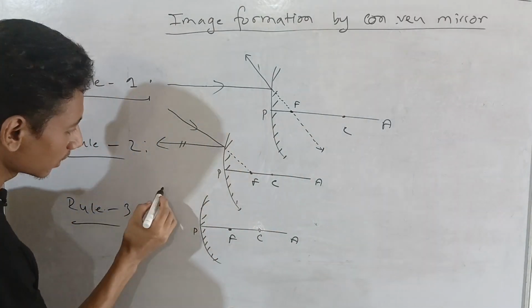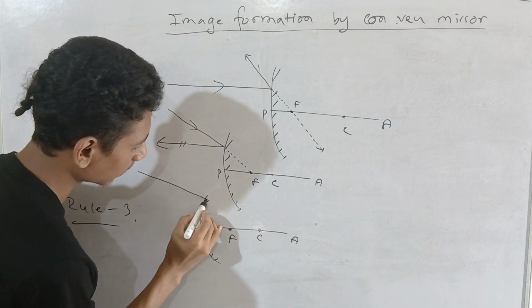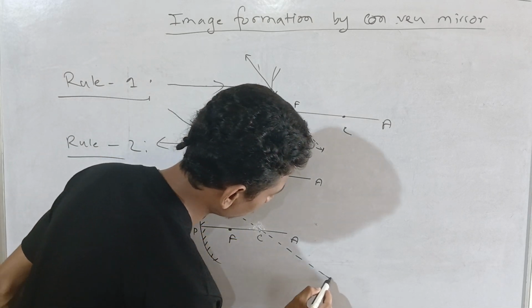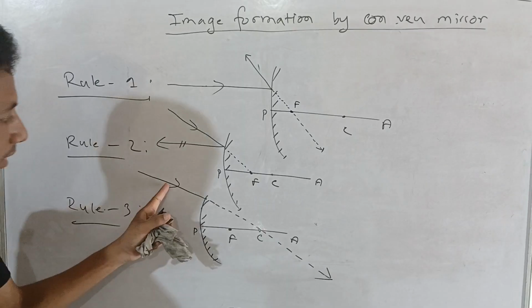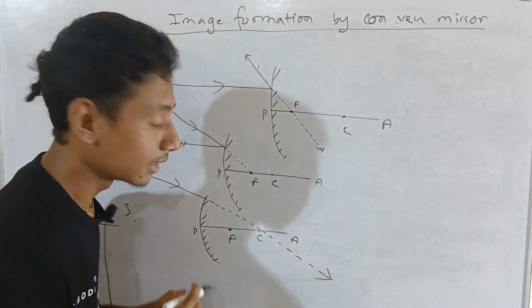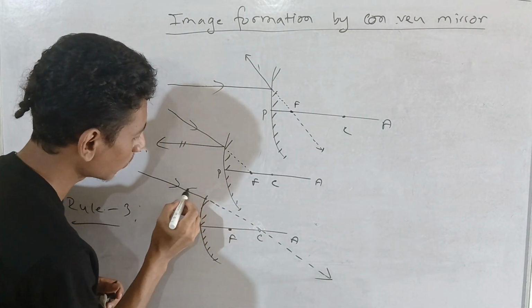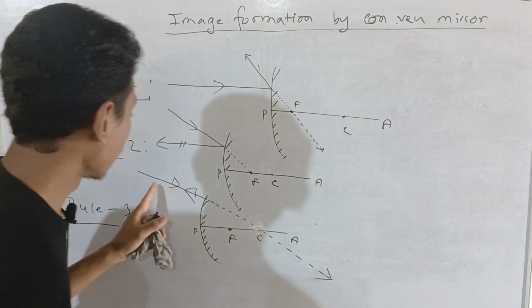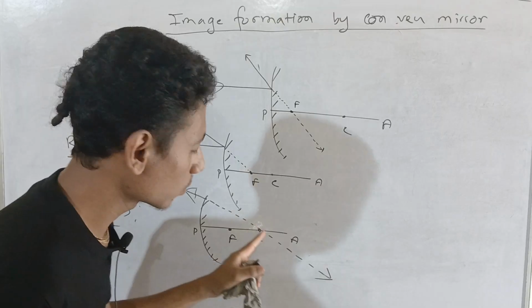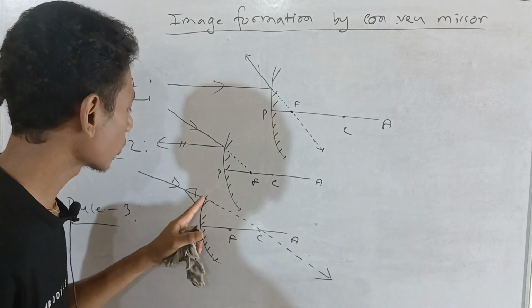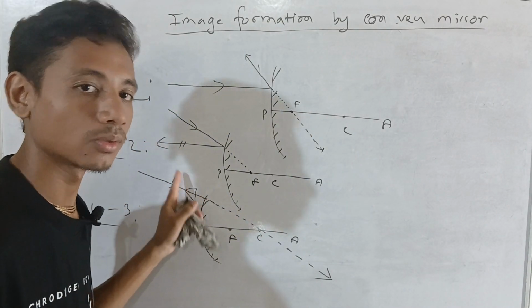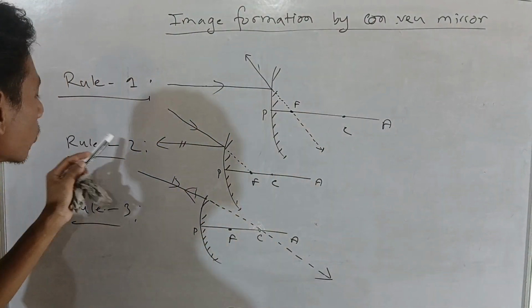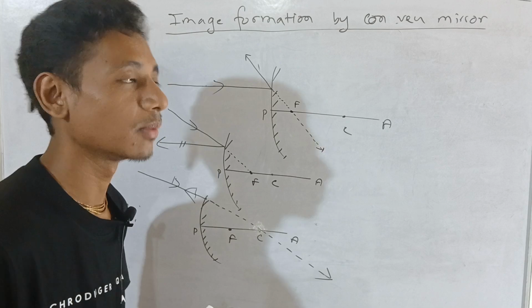If any incident ray passes through the center line, then the reflection ray also passes through the same path. Any incident ray passing through the center point, the reflection ray always passes through the same path, the center point. Okay, this is rule number 3. So rule 1, rule 2, rule 3 we should remember.